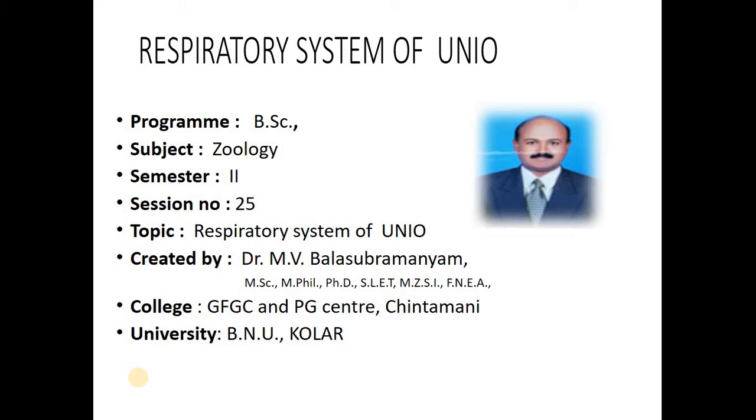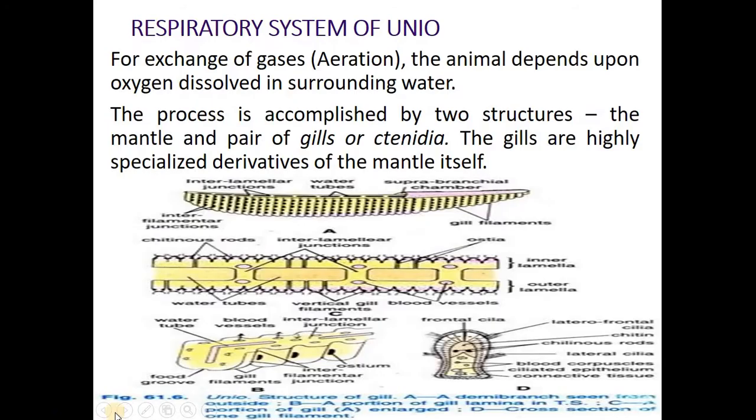And today, we are going to discuss the respiratory system in the case of the Unio. Now, this respiratory system is a part of the type study in the phylum Mollusca, and the topic is the respiratory system in the Unio. For the purpose of gaseous exchange or aeration, the Unio depends on dissolved oxygen in the surrounding water.